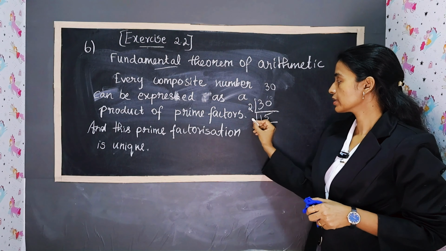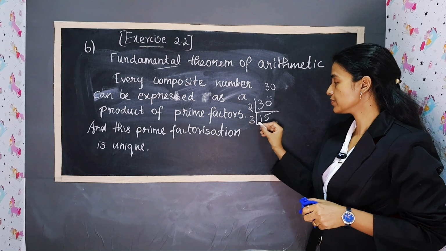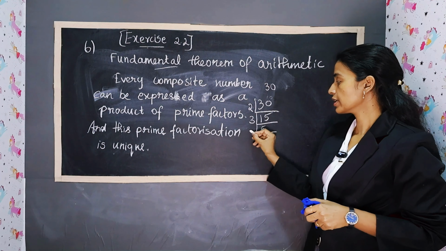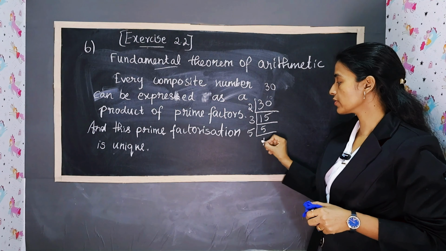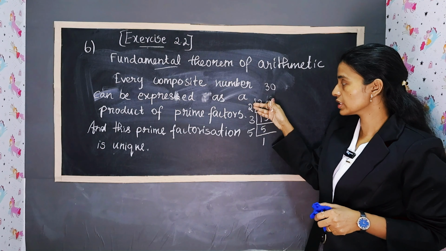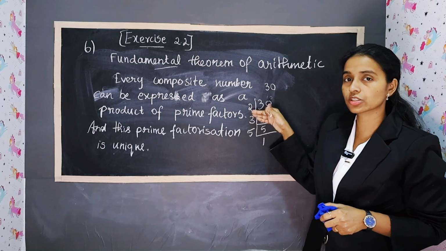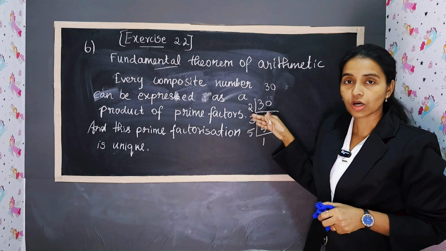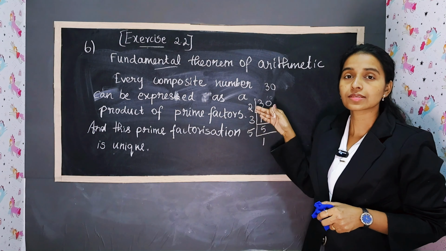And then I am taking 3 over here. 5 threes are 15, and again I am taking 5 here. 1 five is 5, right? So here we have the numbers 2, 3, 5. These numbers are called prime factors. Each and every number here is a prime, right?